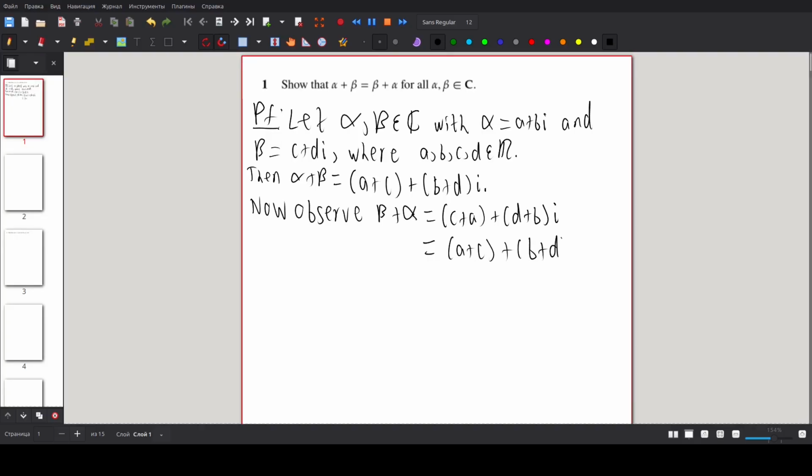You may be asking why. Well, because these are real numbers, and real numbers follow commutativity. Wait, the commutative property. Let's say it like that. The commutative property for addition. And if you notice, this is the same thing as alpha plus beta. So we are done. All right.